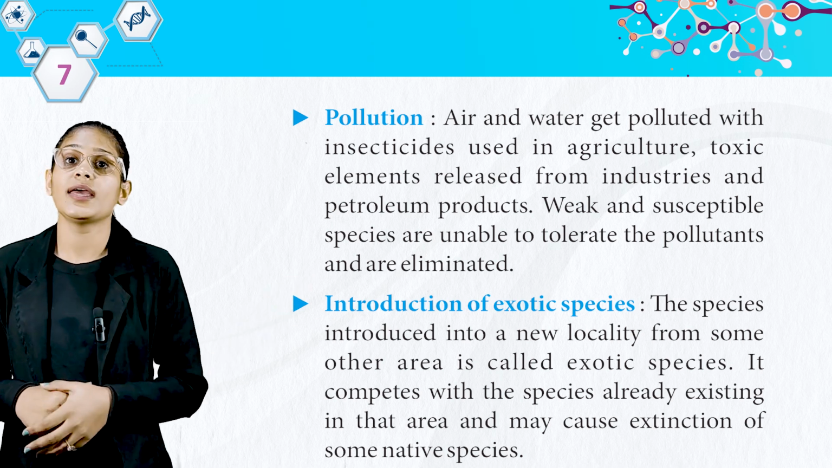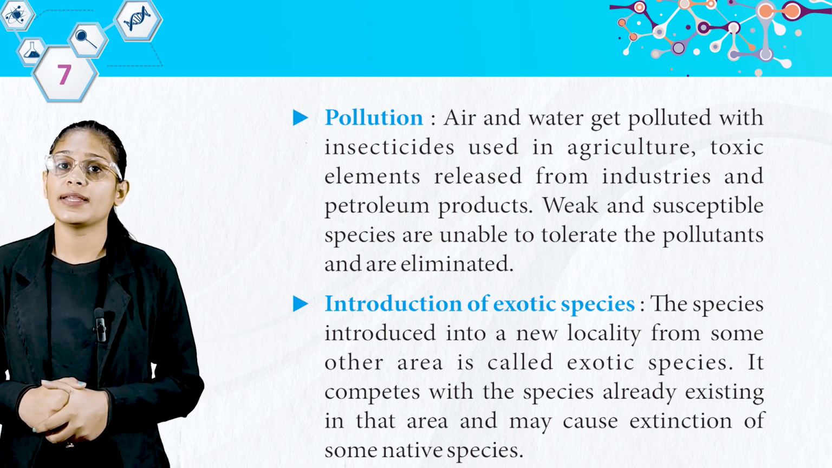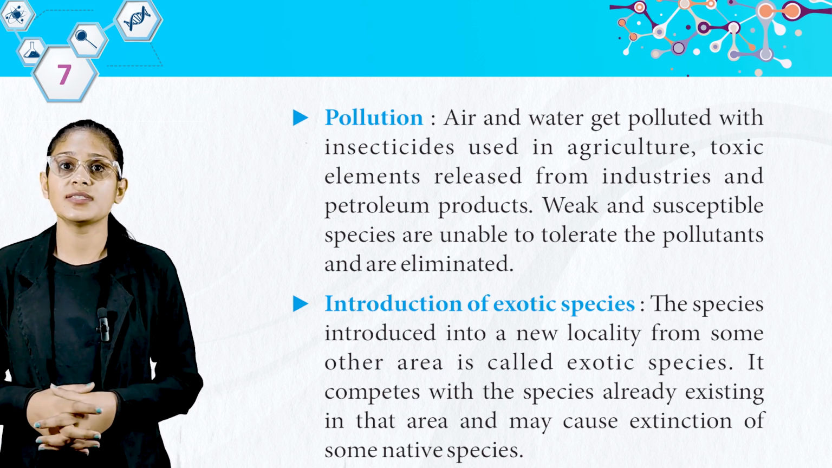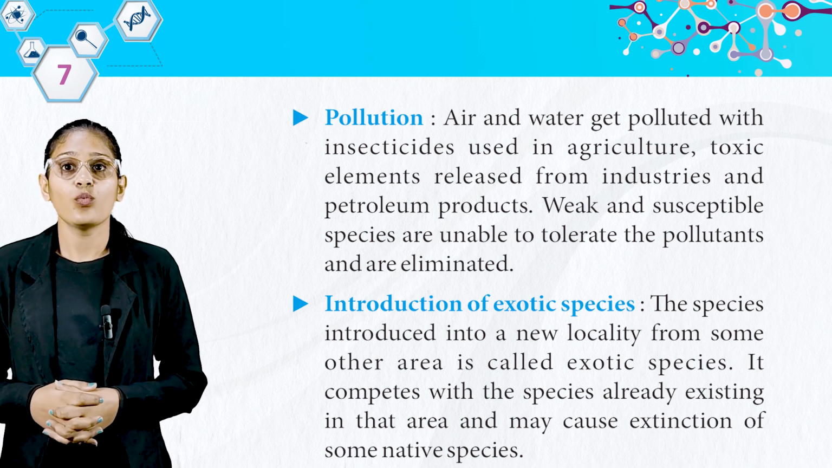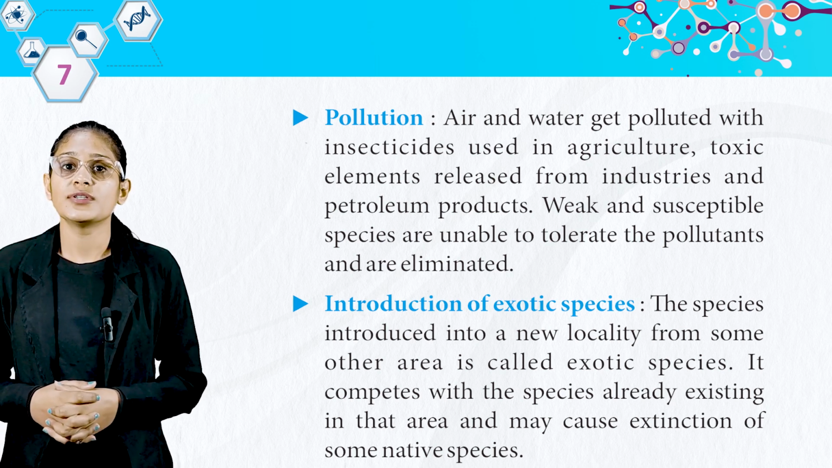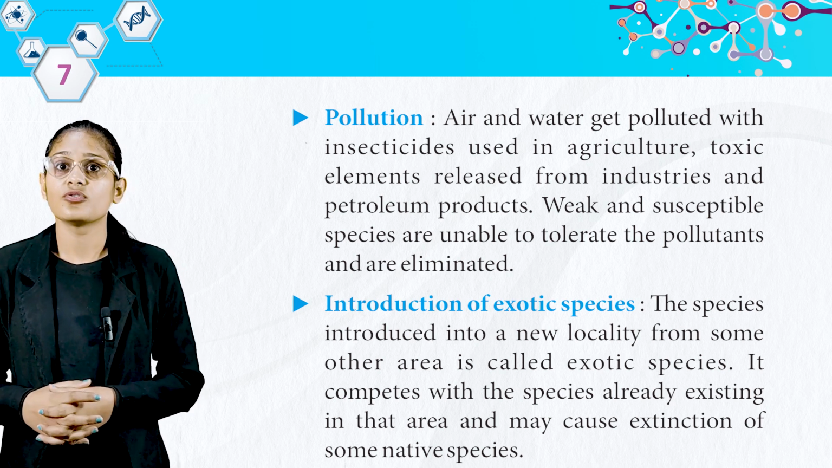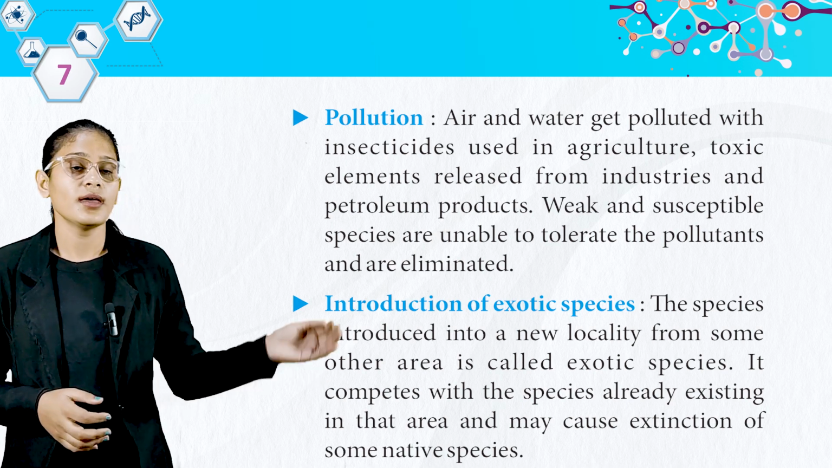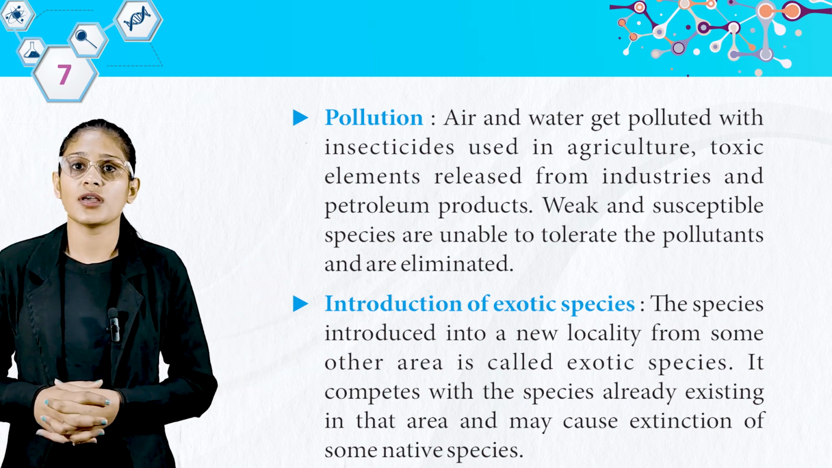Then pollution. Air and water get polluted with insecticides used in agriculture, toxic elements released from industries and petroleum products. Weak and susceptible species are unable to tolerate the pollutants and are eliminated. So students, pollution की वजह से भी बहुत सारी species eliminate हो गई हैं.